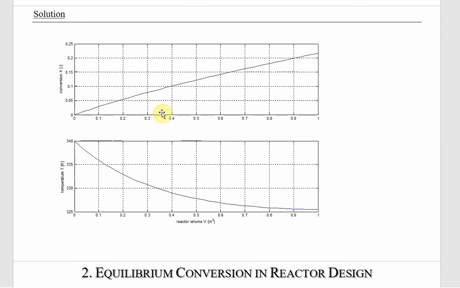We couldn't get conversion as a function of volume. Before, it was all under the assumption of temperature being constant. So now, even though temperature is varying significantly, we can still predict the conversion changes. You can see here also over 1 meter of tube, the conversion doesn't rise much, right? It's slightly more than 20%. So we've got a significant loss in temperature here.